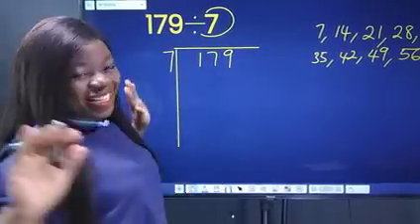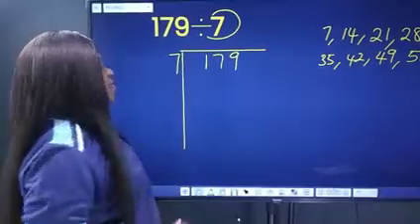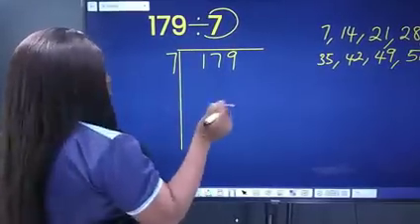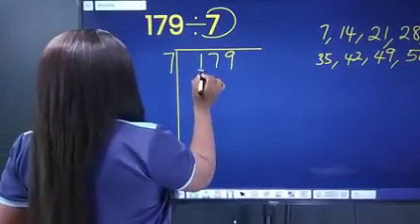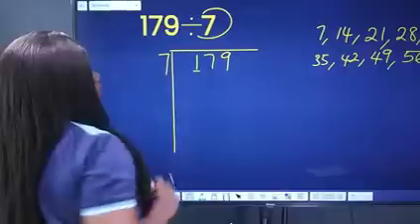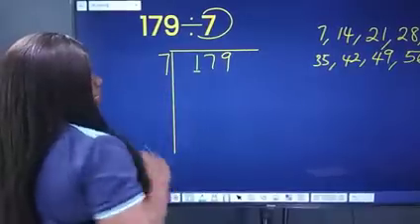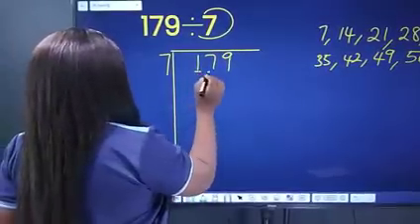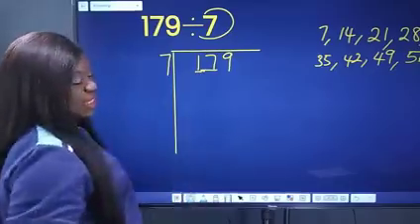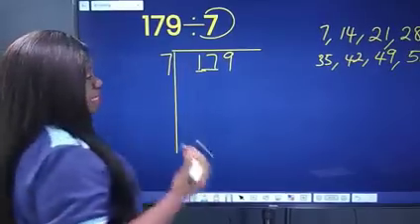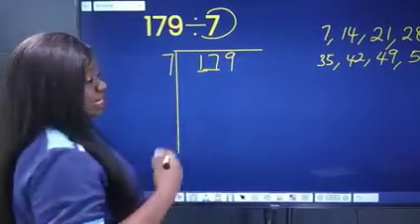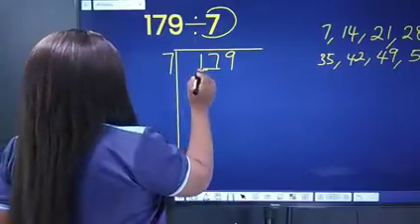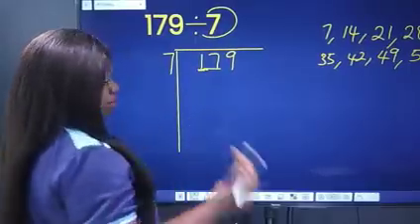Now let's go ahead to divide 179 divided by 7. The first thing you need to do is look at the first digit, 1. Can we divide 1 by 7? No, because 1 is less than 7. Now let's pick the first 2 digits. Now that's 17, so we can divide 17 by 7 because 17 is greater than 7. Now let's go back to the first digit. 1 divided by 7 is impossible.